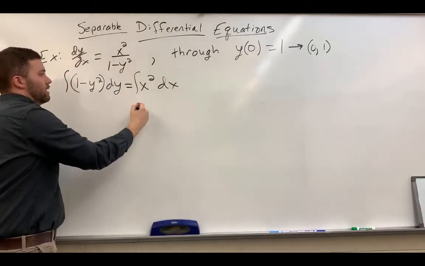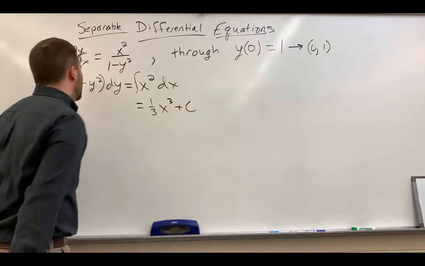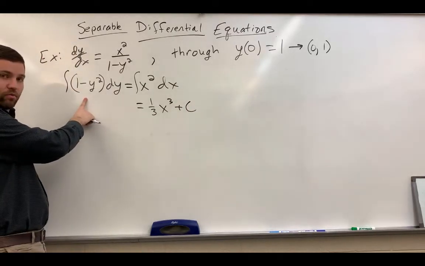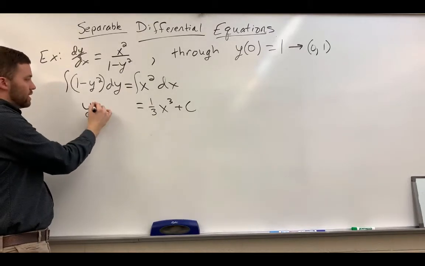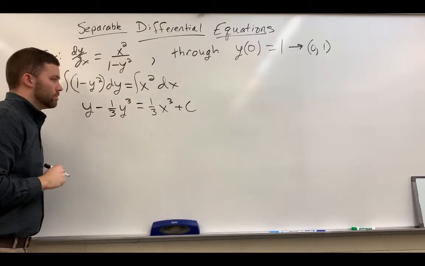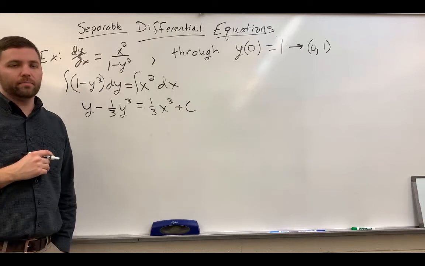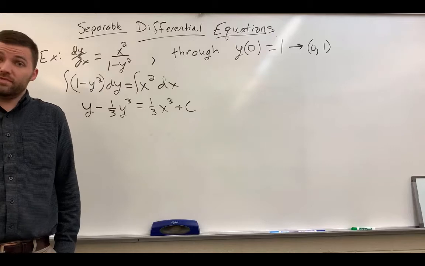So on the right, I'm going to get 1/3 x cubed plus c. On the left, I have 1 minus y squared. So when I antiderive 1, I'll get y. When I antiderive y squared, I'll get 1/3 y cubed, plus c. So then from here, I can go ahead and figure out what the specific solution is. In other words, I can figure out what the c value is.